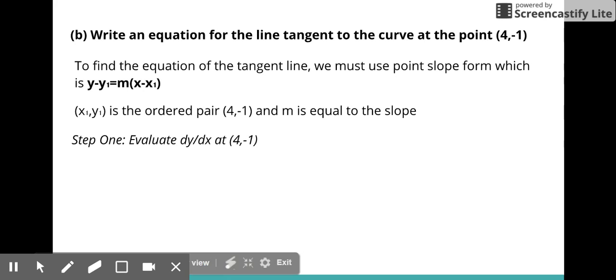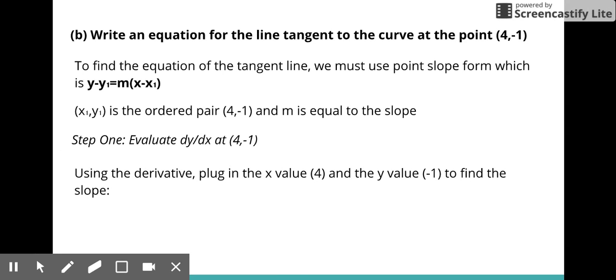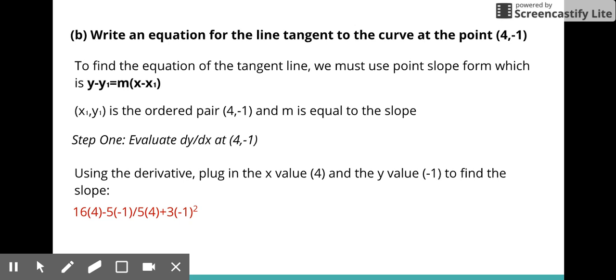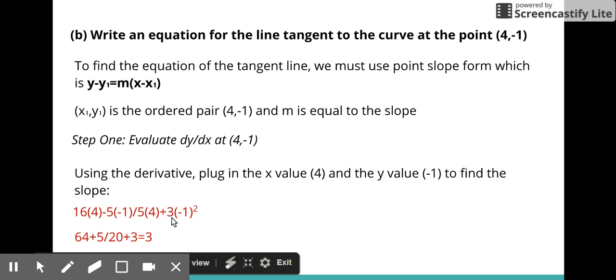So step 1, evaluate dy/dx at 4, negative 1. Using the derivative that we just found, plug in the x value 4 and the y value negative 1 to find the slope, because ultimately m is equal to our slope, and slope is the derivative. So 16 multiplied by 4 minus 5 multiplied by negative 1, all over 5 multiplied by 4 plus 3 multiplied by negative 1 squared. That's going to give us 64 plus 5 over 20 plus 3, and that's going to equal 3. So m is going to equal 3, which means our slope is equal to 3.